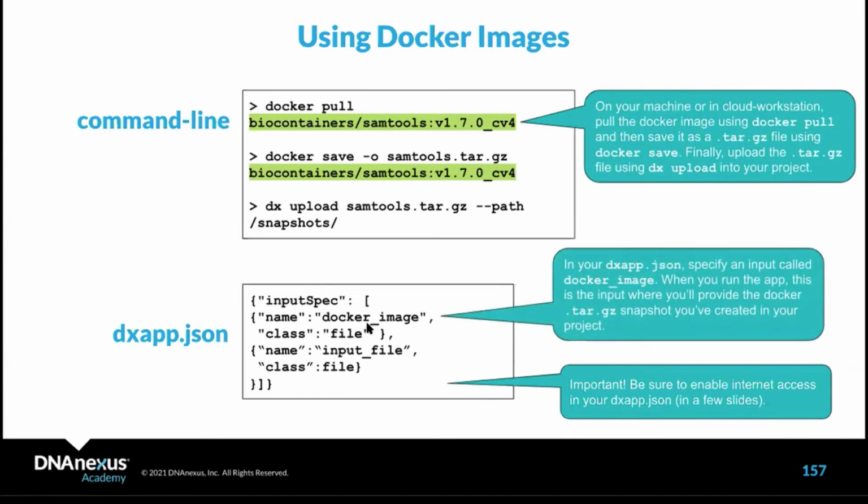But here in our DX app JSON, we're specifying an input called Docker image here. And the class of that is a file. So we've got our Docker snapshot in our project, and then we can basically use that snapshot as one of our file inputs.